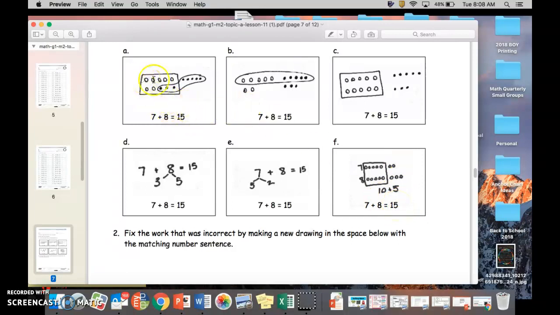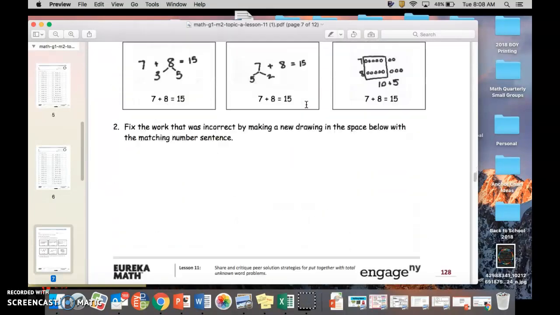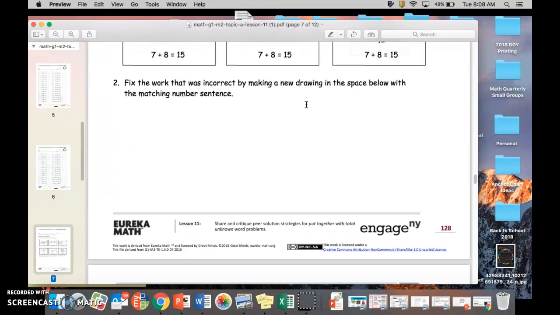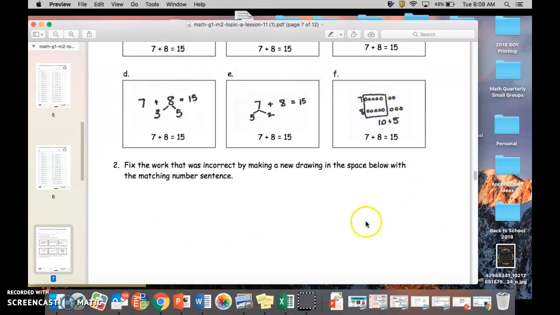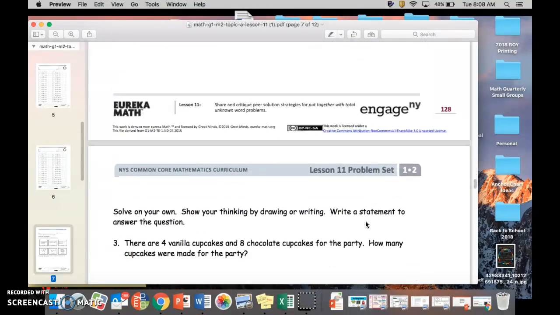Let's go back and recount these. We have 10, and then 1, 2, 3, 4, 5, that could work. This one, they took their 2 5s at the top, and then the bottom. So what you need to do is circle all the work that correctly matches the story. The next one says, fix the work that was incorrect by making a new drawing in the space. So these couple ones that were incorrect, you want to fix them.